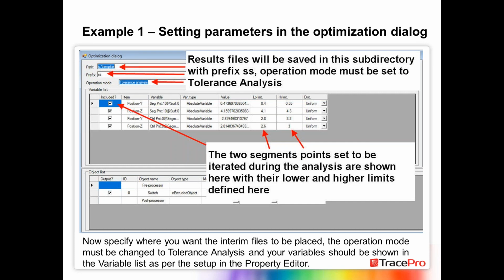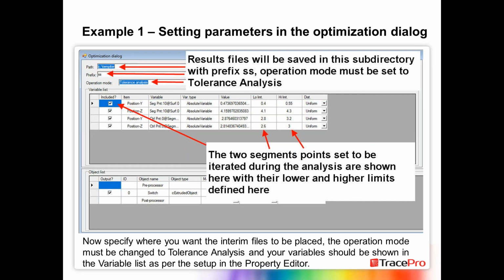Now that you've set all those variables in the property editor, they're going to show up in the variable list right over here. Since we're changing the Y and Z position of the segment point and the control point, we're going to have 4 total variables. You can see their current value in column number 5, the lower and upper limits, and the distribution we're going to use. There are 3 different distribution modes. I usually always use uniform for tolerancing, but there are also endpoint, capability distributions, and more.